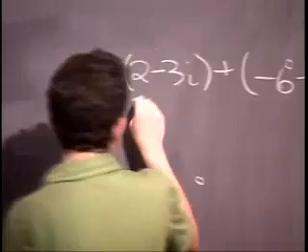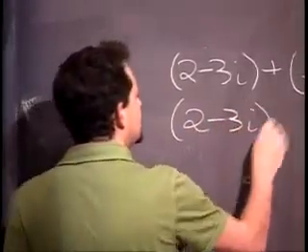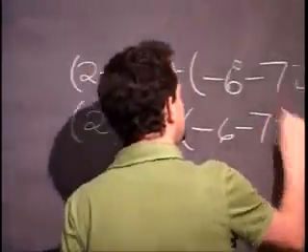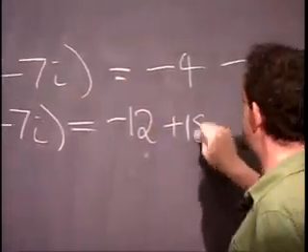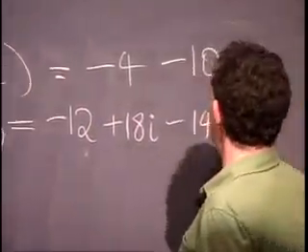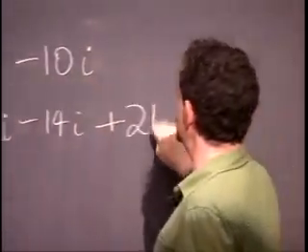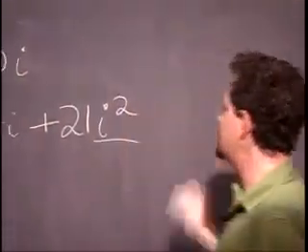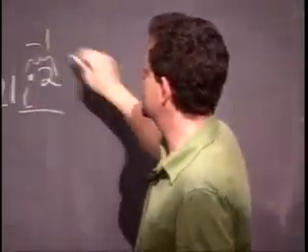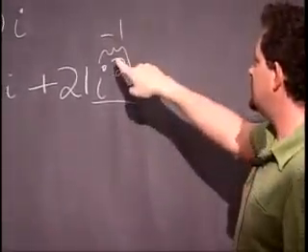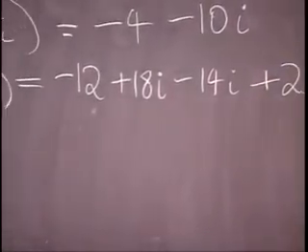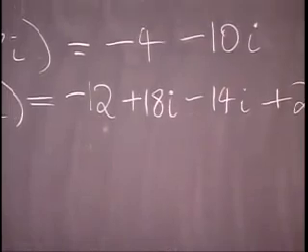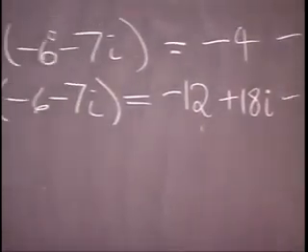If you're going to multiply these things together, it's a little more interesting. You just have to expand as normal. You get minus 12 plus 18i minus 14i plus 21i squared. But of course, the key is to realize that i squared is negative 1. So altogether, you get minus 21 and minus 12. So you're going to get minus 33 plus 4i. And that, I hope, agrees with what I had.